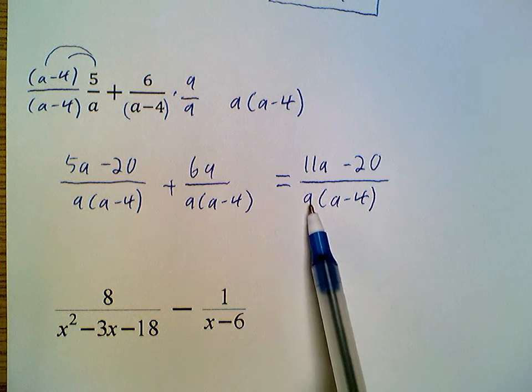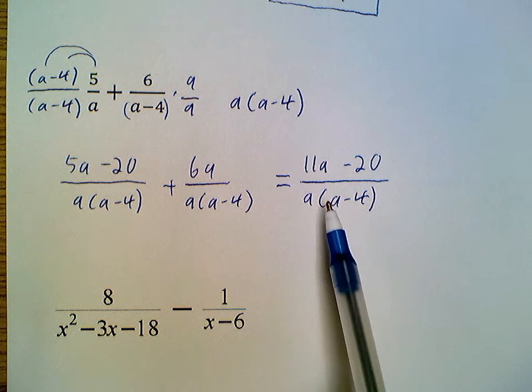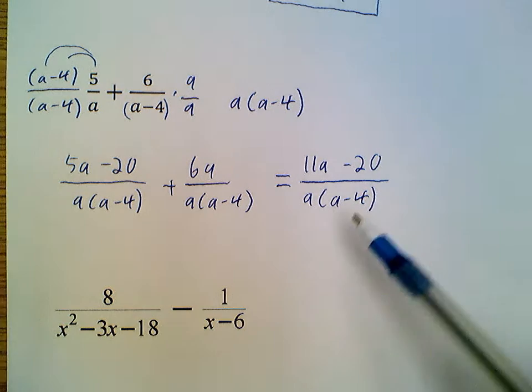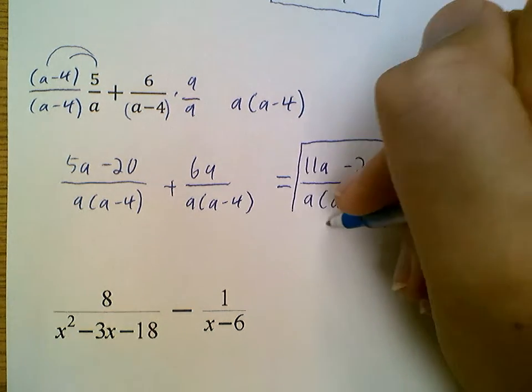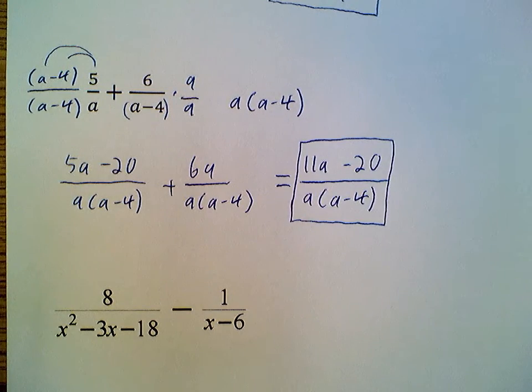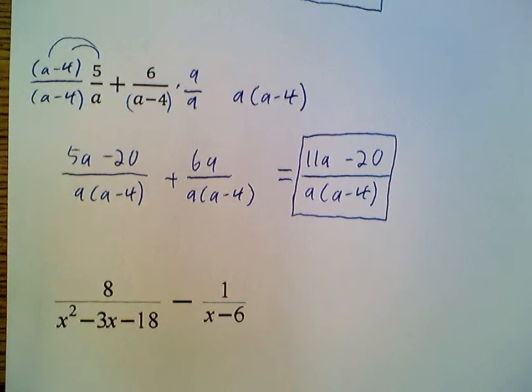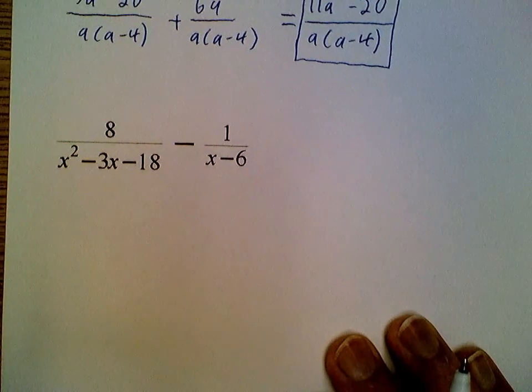If you really want to, you could distribute this a across the denominator to make it a squared minus 4a, but you don't really need to. This is simplified right now, so that is as far as I can go. All right. Last example down here. So I got a subtraction.